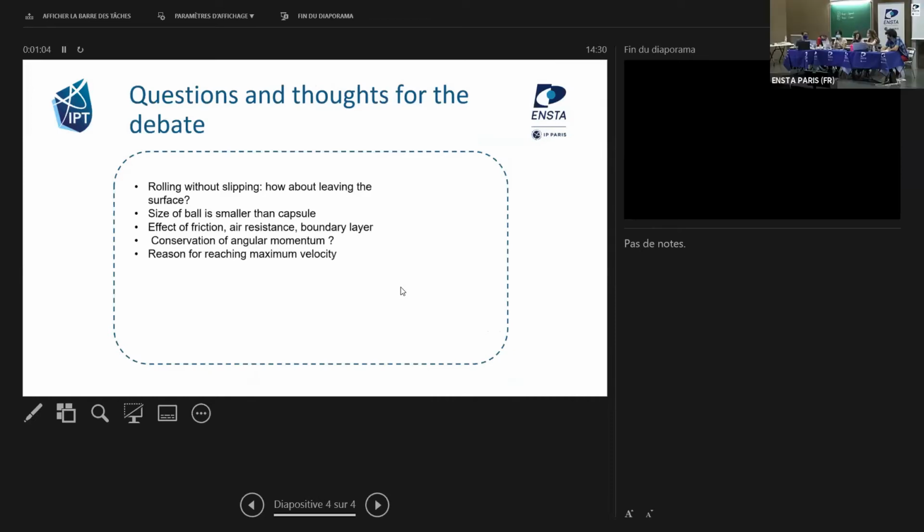So first of all, it's about rolling without slipping. How do you make it not leave the surface, and how do you ensure that it doesn't slip? And also, the size of the ball is smaller than the capsule in most cases that I saw that you used. And with this, there could be oscillations and other effects from the ball being smaller than the capsule. I think that it might cause some perturbation in the system. So I think we can discuss a lot on that.